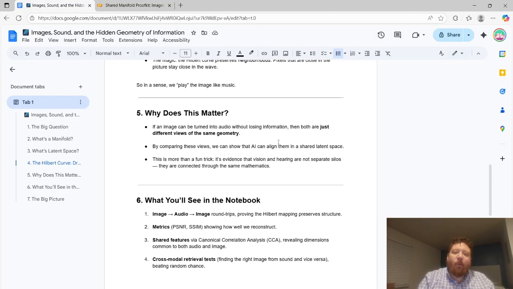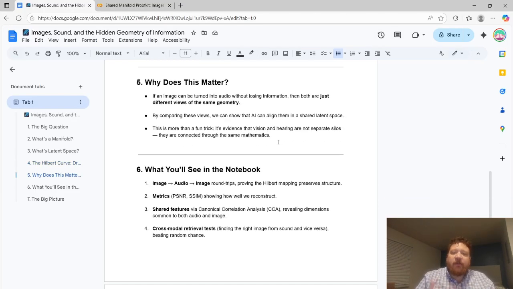And then why does this matter? If an image can be turned into audio without losing information, then both are just different views of the same geometry. By comparing these views, we can show that AI can align them in a shared latent space. This is more than just a fun trick.